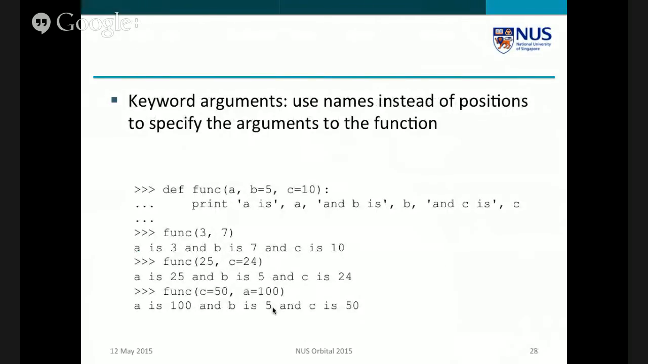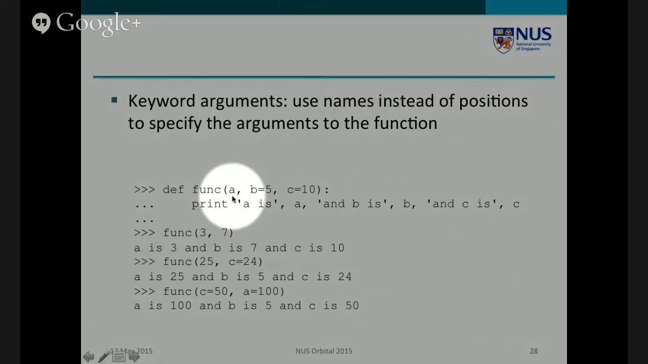Okay. Keyword arguments. Use names instead of positions to specify arguments to the function. So for example, I have a function here. This function takes a parameter A, mandatory, B, an optional parameter with default value of 5, C, an optional value of default value of 10. I can call something like this: function 25, comma, C equals 24. Meaning I want to set C, not B, to 24. I'm going to leave B to be its default value. I can even order them any way I want.